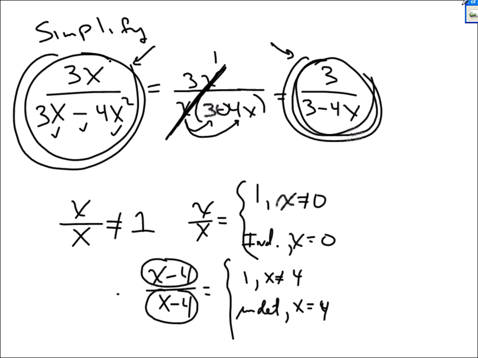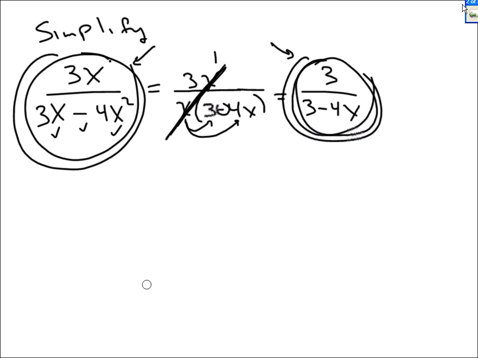It's 1 if x is not 4. But if x is 4, you plug 4 in for the top. 4 minus 4 is 0. The bottom, 4 minus 4 is 0. That's indeterminate. Well, if you cross this out and call it 1, that may not be correct. Okay, you have to be careful.